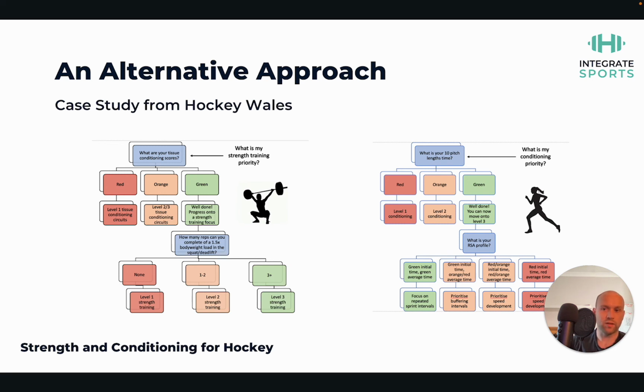So if an athlete's on a red score, then clearly for tissue conditioning, that's a big priority for them. So within their strength training session, more volume needs to be thrown at the tissue conditioning than the max strength exercises, for example. And then you focus more on the strength training. So how many reps can you complete at 1.5 times body weight? None, 1 to 2, or 3. That also means that you've hit a sort of strength standard there as well. In terms of conditioning, it was actually based on 10 pitch lengths at the time, but same principles, amber, red, green. Once you've hit green, then you focus on the RSA profile, and that gives you an individualized approach to your conditioning as well.